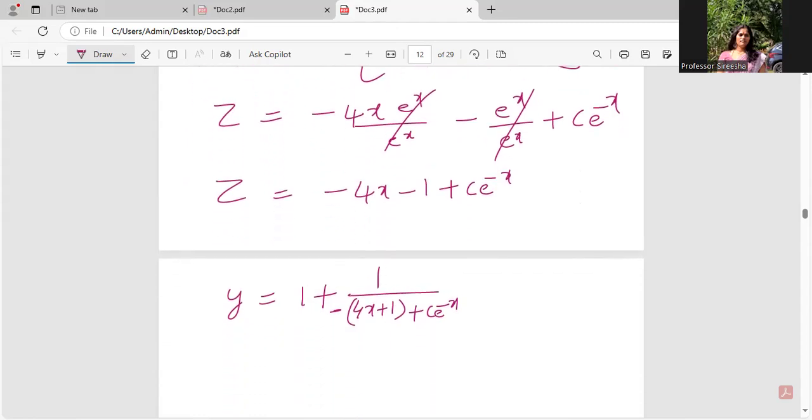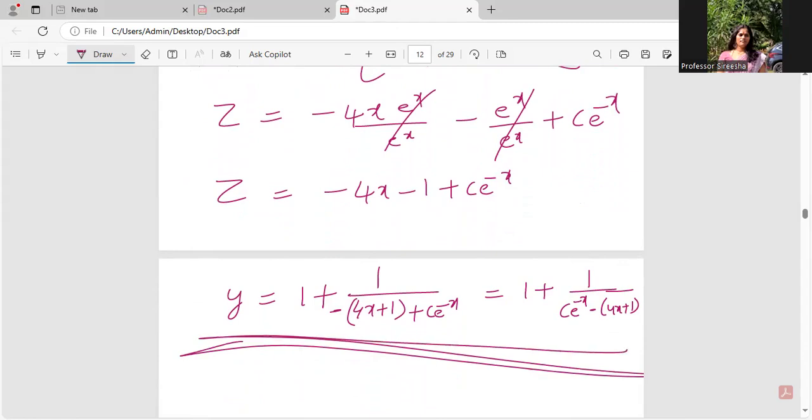If you can simplify it further, you can simplify it as well. Otherwise, you can just leave it like this. 1 plus 1 by c e power minus x minus 4x plus 1. This is how I will write the answer for a Riccati differential equation. I think I am clear with the procedure of Riccati's. Okay, let's do some other model in the next video.